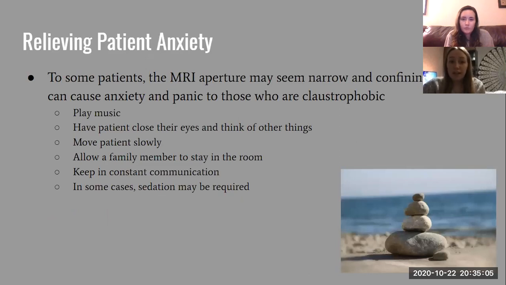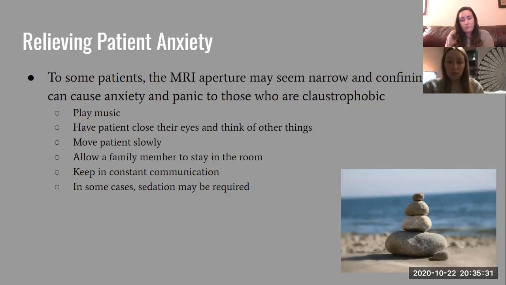Relieving patient anxiety. So to some patients, the MRI aperture may seem kind of narrow and confining, which can cause a lot of anxiety and panic to patients who are claustrophobic. So some things you can do to relieve that would be play music, have patient close their eyes and think of other things, move the patient slowly, allow a family member to stay in the room.